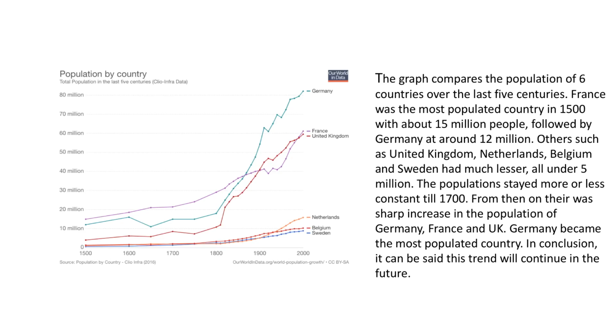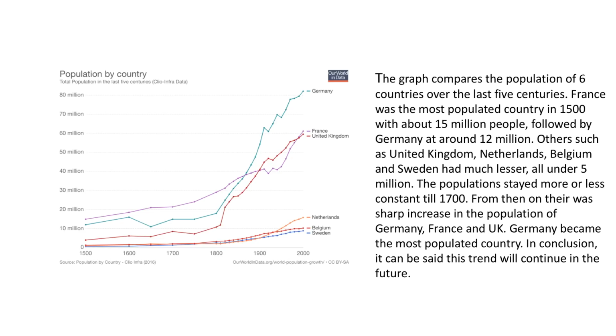After that, you say others such as United Kingdom, Netherlands, Belgium had much lesser, all under 5 million. So I took rest of the countries and I just clubbed them together in one sentence. Now you can see that till around 1700 they're more or less the similar levels, slight increases but similar levels, and then the sharp increase happens 1700, 1800 onwards. That's when a sharp increase happens.